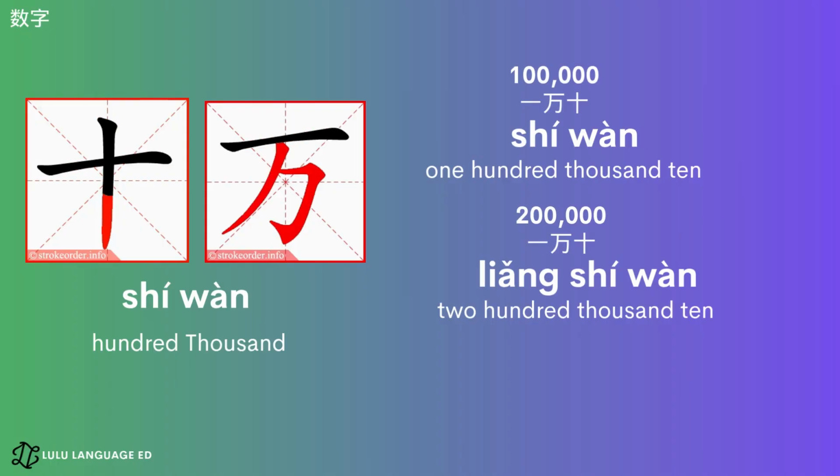To say 100,000 in Chinese, we say 10,000. To say 100,000, we don't need to say 10,000 separately. We just say 10,000, 100,000. 200,000. 2,000,000.